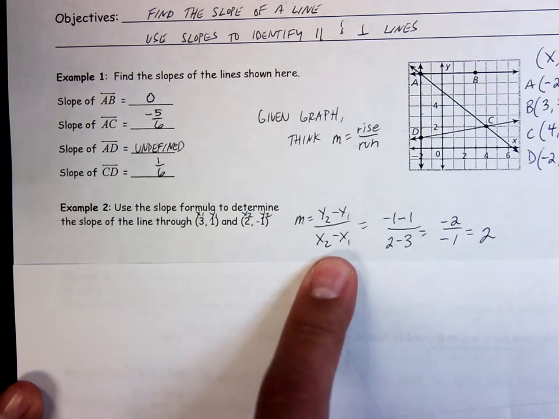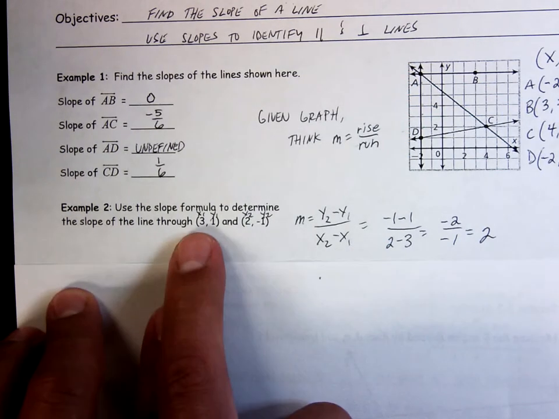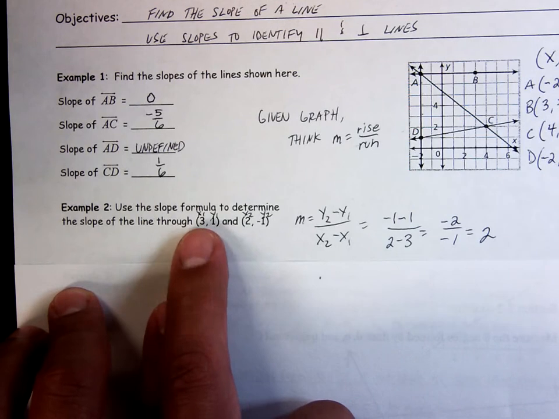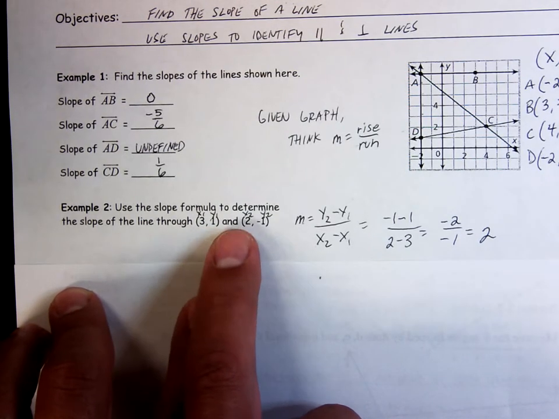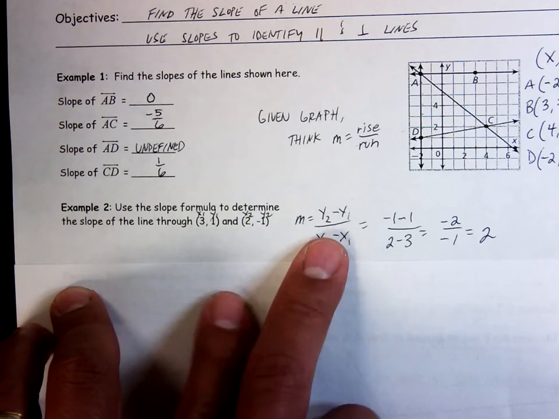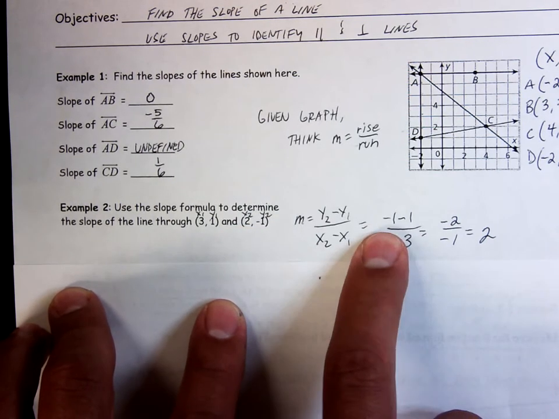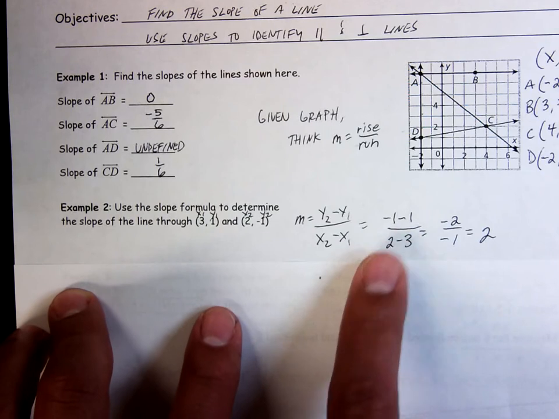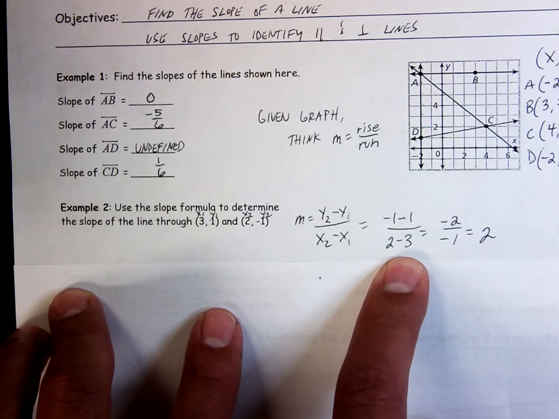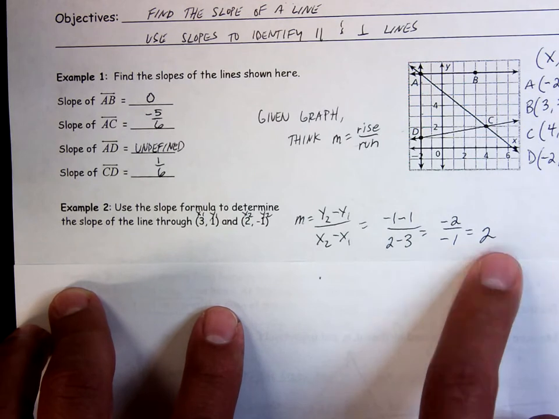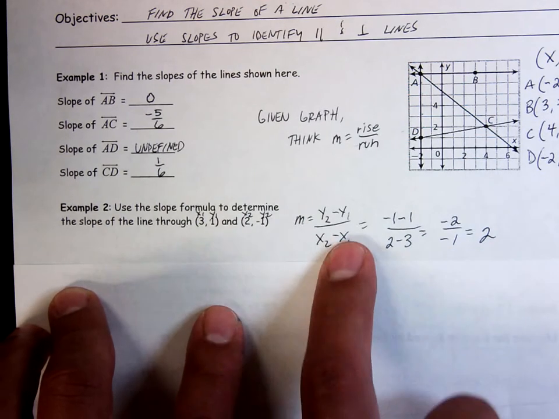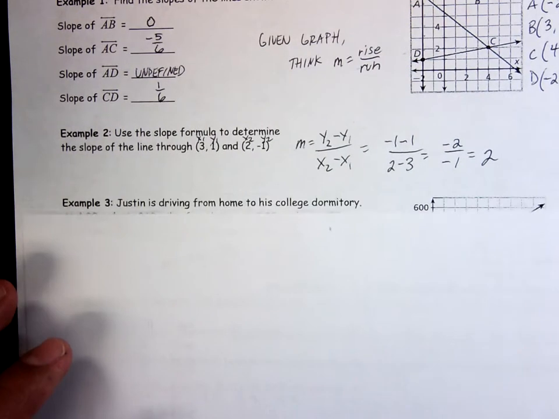Here's my formula. I called this one point 1, so that makes that x1 and that makes that y1. If this is point 2, that's x2 and that's y2. And then we just plug in y2 minus y1 on top, x2 minus x1 on the bottom, which gives me minus 2 over minus 1, which is just 2. This is just plug and chug. Label your points and then plug in accordingly.